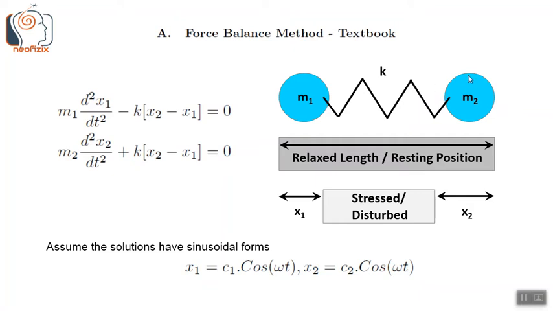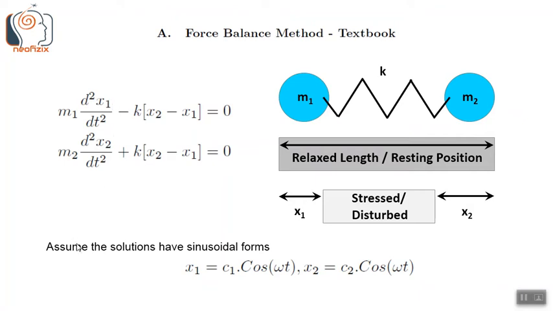If the masses are set into motion along the x-axis, then according to the standard textbooks, the force balance equations of the longitudinal oscillation of the masses can be written as these two equations. This is for m1 d square x1 by dt square minus k into (x2 minus x1) equals 0. So this is for mass 1. And m2 d square x2 by dt square plus k into (x2 minus x1) equals 0. So this is for the second mass. Now there are two equations and two unknowns.